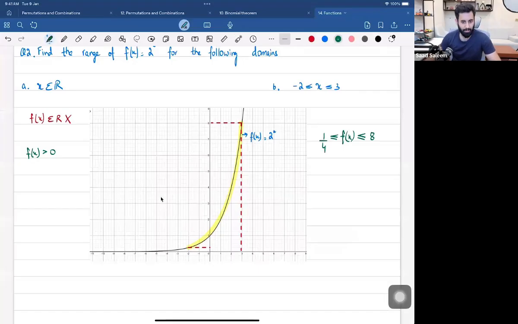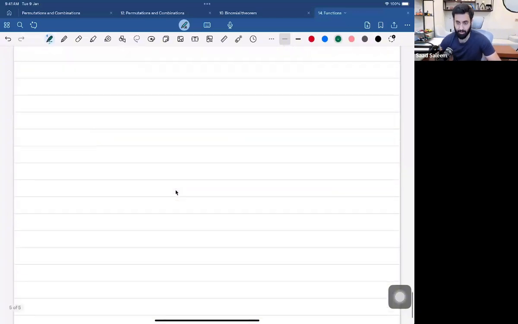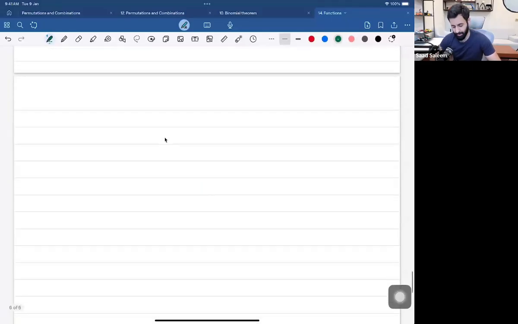All right, any questions so far? Yes or no? Okay, great. Now we're going to do two more examples, and then we are going to establish a standard rule.